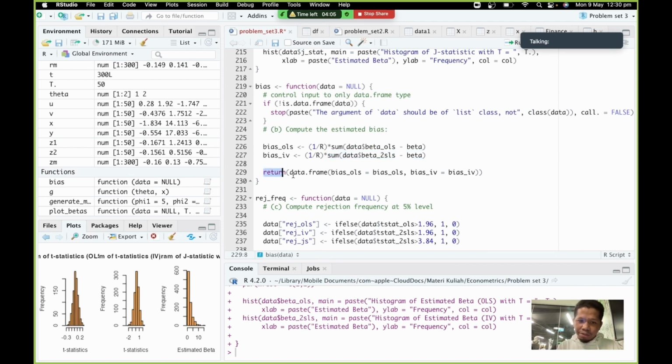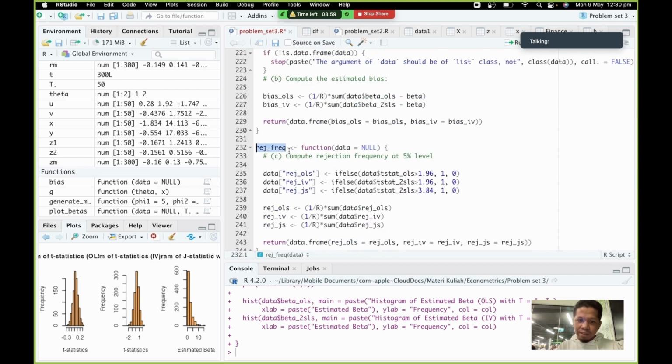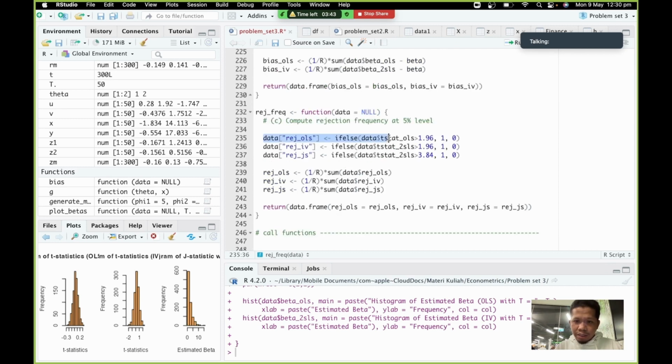So again, we put them into a data frame. For the last one, we are also asked to provide the rejection frequency, and here we are providing one additional column for rejection of OLS. And again, we compare it with the value of t, which by default here takes the value 1.96, which is the t value for alpha equal to 5%, two-sided. And the same for rejection for IV.